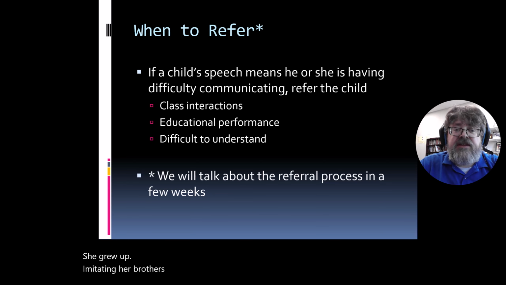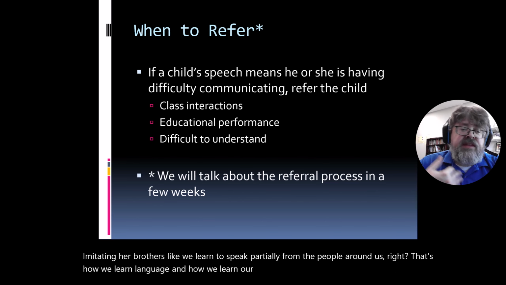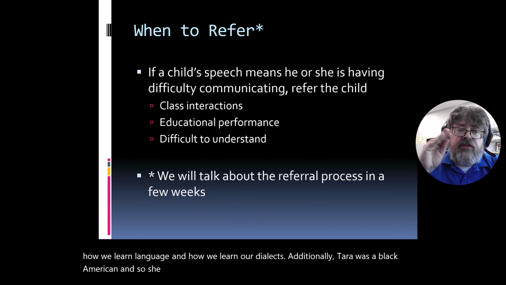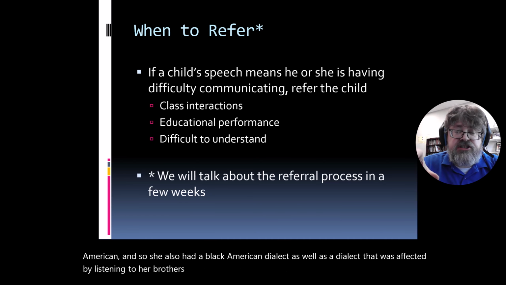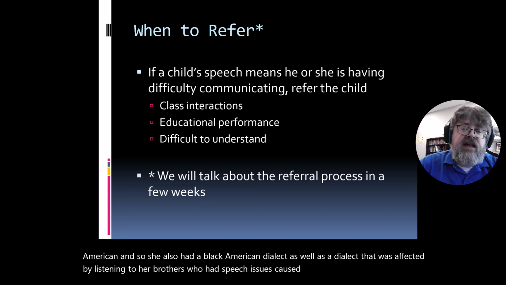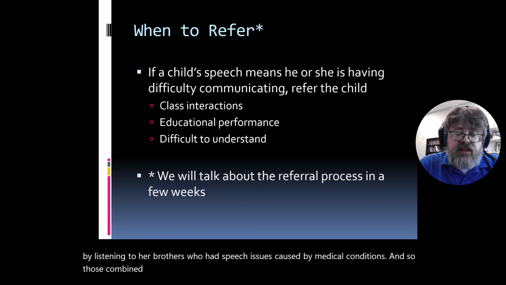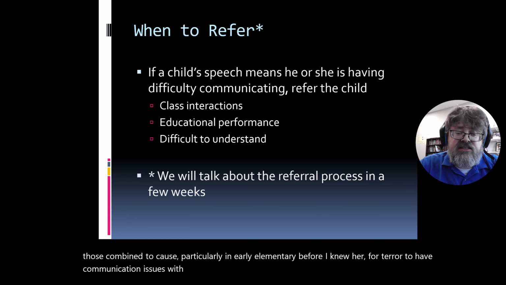Like, we learn to speak partially from the people around us, right? That's how we learn language and how we learn our dialects. Additionally, Tara was a Black American, and so she also had a Black American dialect, as well as a dialect that was affected by listening to her brothers who had speech issues caused by medical conditions. And so those combined to cause some, particularly in early elementary, before I knew her, for Tara to have communication issues with her peers and with adults.